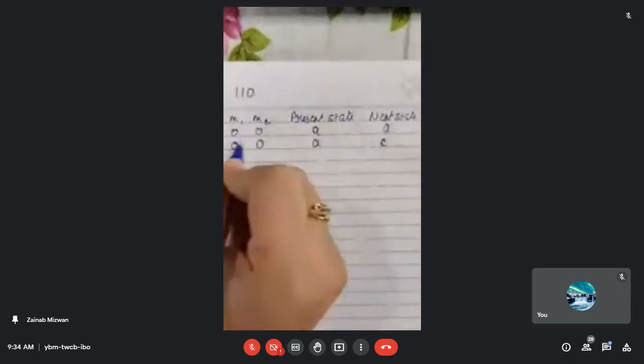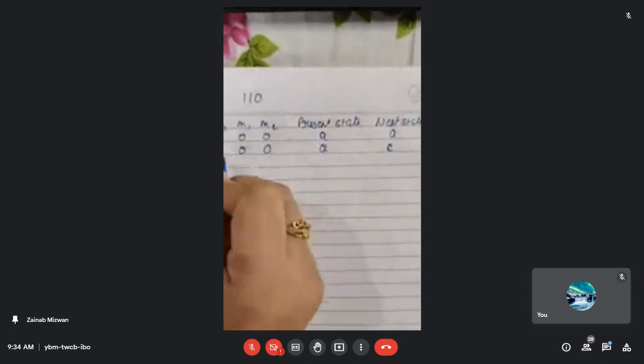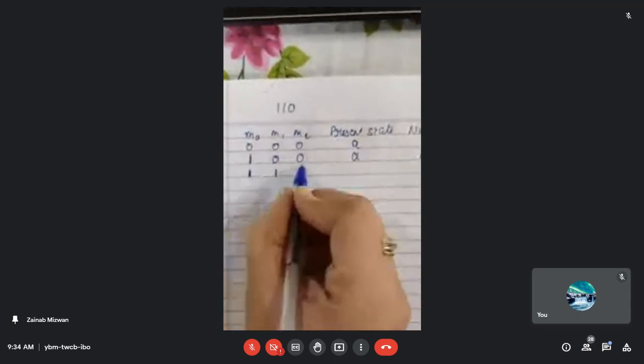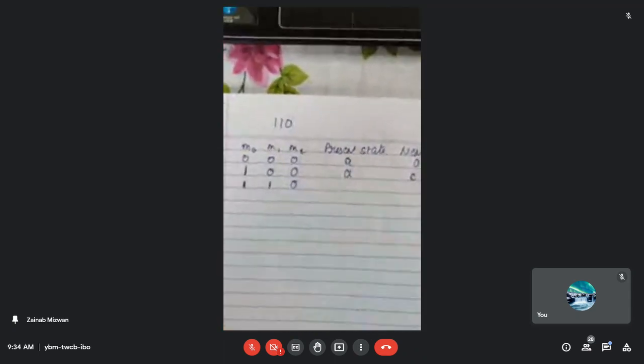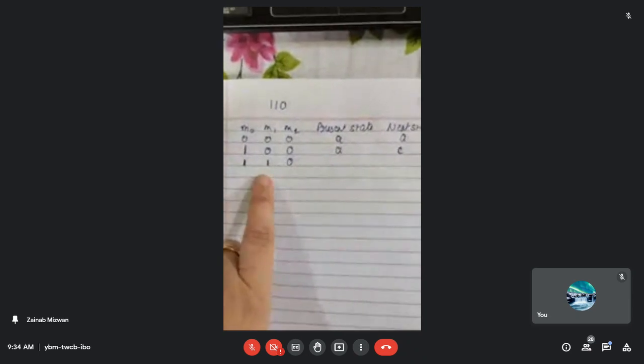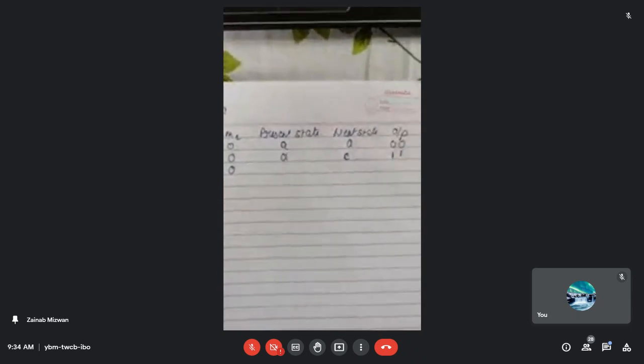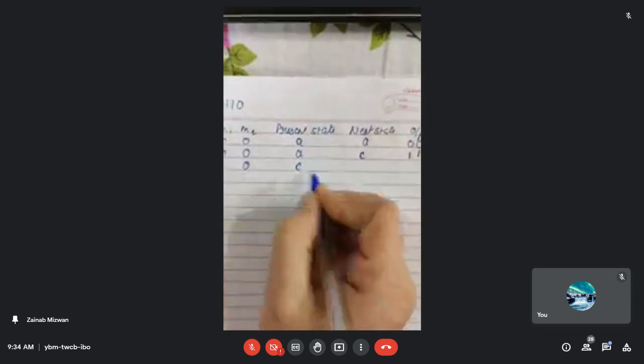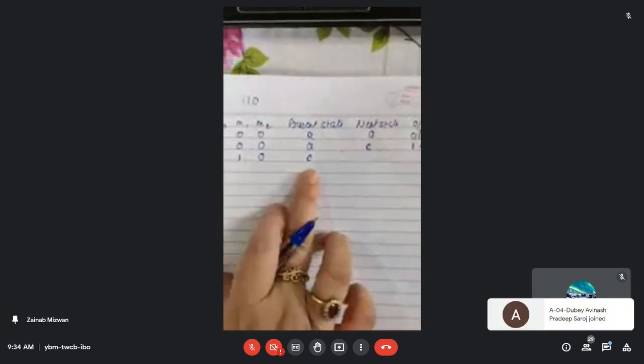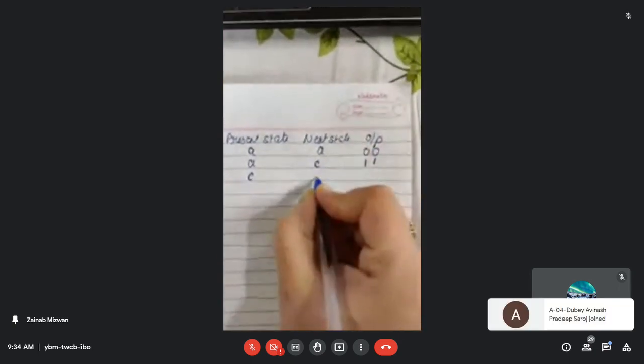Now another input bit is 1. Again it will come to M0, so the earlier 1 will shift to M1 and the 0 will shift to M2. What is the state we are getting for M1 and M2? 1, 0, which is nothing but the state C. So the present state is C, and the next state is D.